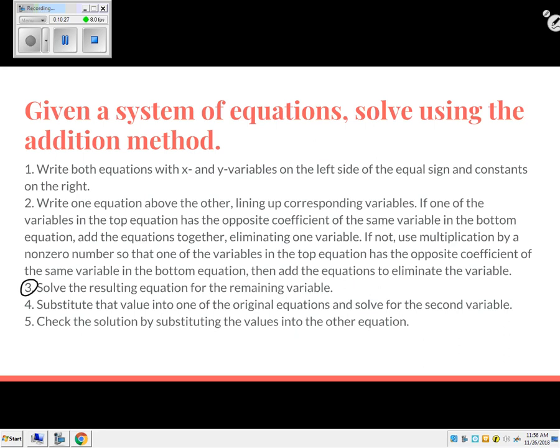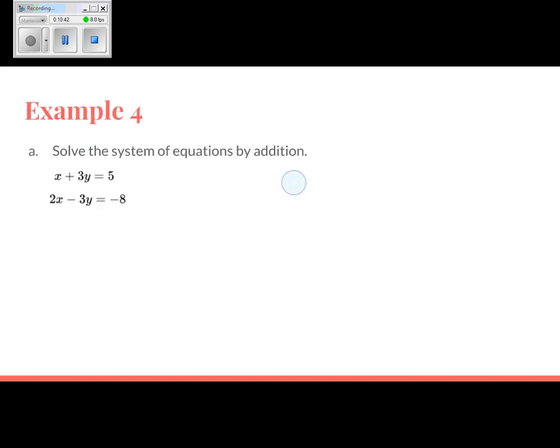Step 4 is what I'm going to call back substitute. And that's just going to substitute the value into one of the original equations and solve for the second variable. And number 5, you can always check your answer on this. Okay. So step by step, what I'm doing is right here. Let's have it make sense with some numbers.